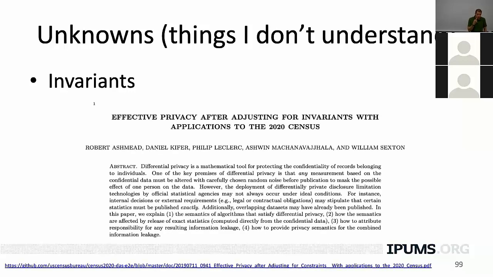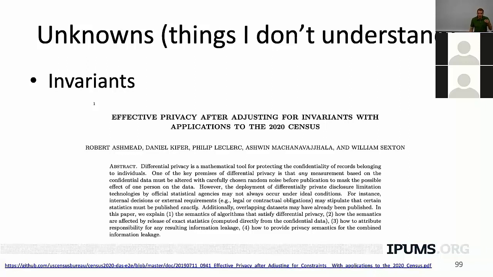In a recent paper released by Ashmead et al., who are at Census, they looked at whether you can even quantify the loss of privacy once you've published an invariant. As it turns out, you can't. It's unquantifiable without making assumptions about the knowledge of the person who's trying to re-identify the data. You have to make assumptions about that to quantify the loss of privacy once you've published an invariant.